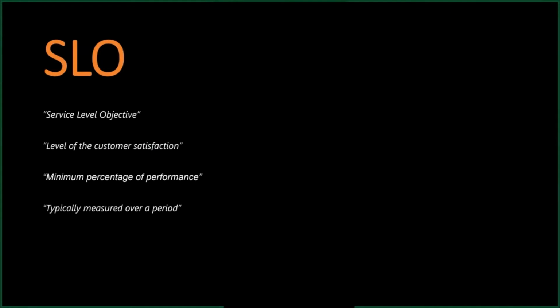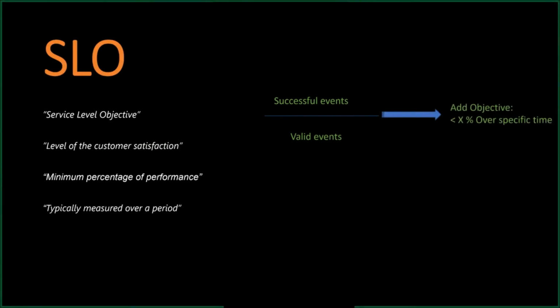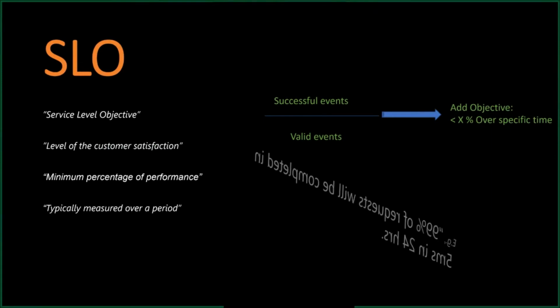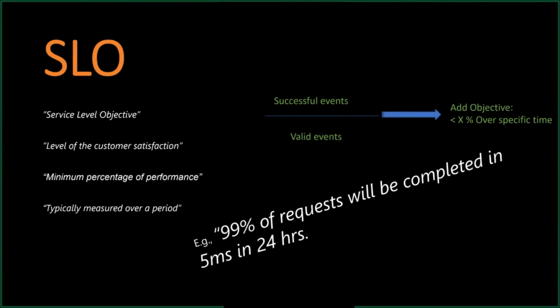So to give a very simple example, we already talked about what is an SLI. Successful events divided by the total events or valid events, right? This is our SLI. If you convert this SLI over a period, then it becomes an objective, right? So now you say that, okay, over a specific time, I will give you an example. We give a commitment to the customer that 99% of our requests will be completed in 5 milliseconds in 24 hours. Right? And now if you see, this is very specific.